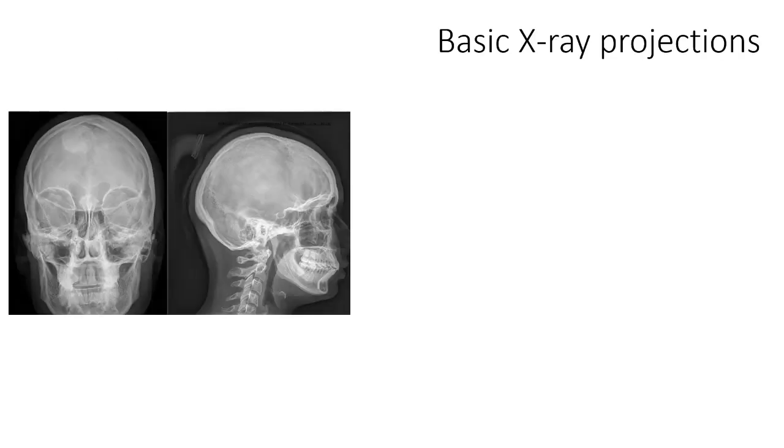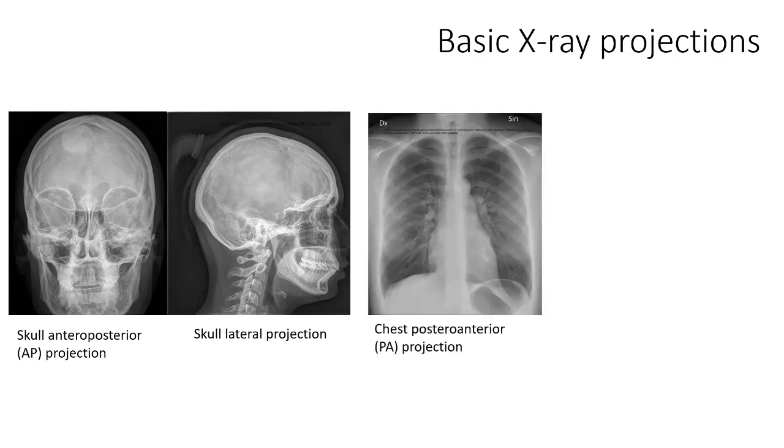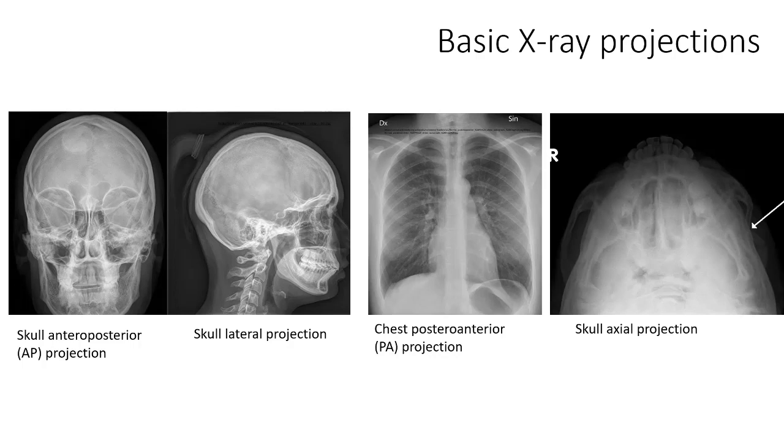I'm going to show here images of different projections. First is antero-posterior projection. Here the X-ray is projected through the sample from front to back, or anterior to posterior. Next is lateral projection. This is when the X-ray is projected through the sample from the side. Next we have postero-anterior projection. Here the X-ray is being projected through the sample from back to front, or posterior to anterior. And lastly we have axial projection, and this is where the X-ray is projected down the superior to inferior axis.